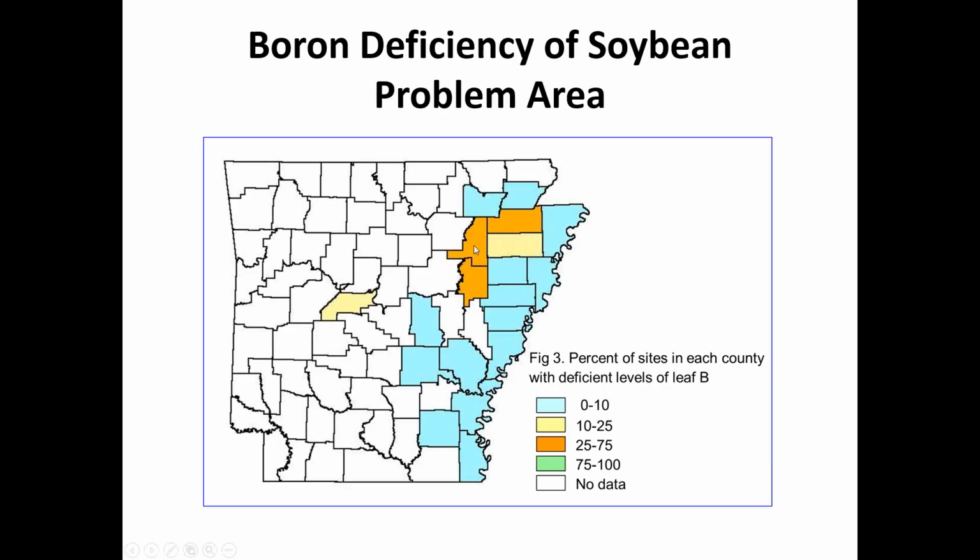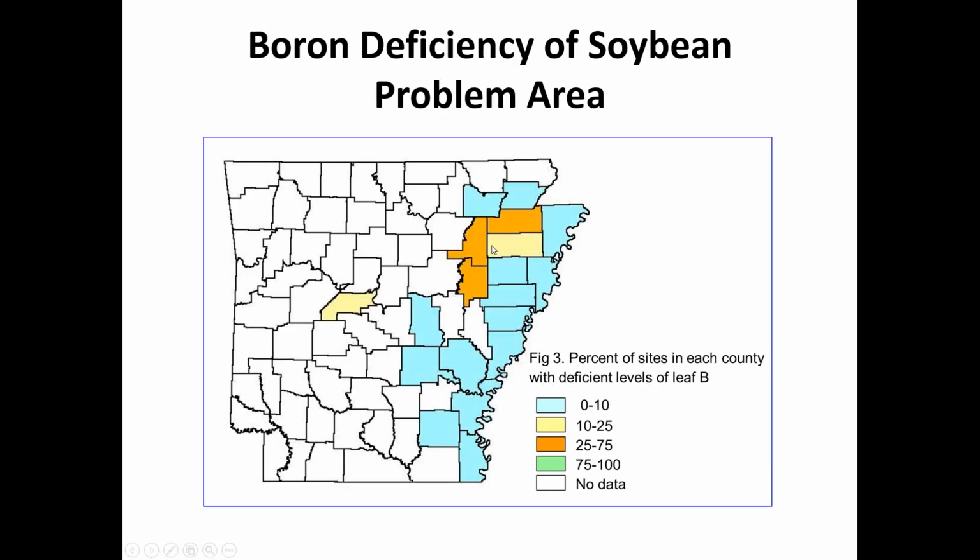The colored counties here, Jackson, Woodruff, Craighead, Poinsett, Cross County, are all up in this region, and most of the problems that we were seeing were in the area south of Jonesboro and west of Crowley's Ridge, which kind of splits these counties and runs down kind of parallel to the edge of the state. So this is a hot spot, not just for boron, but this tends to be a hot spot for many of the nutrient deficiencies that we see in Arkansas.